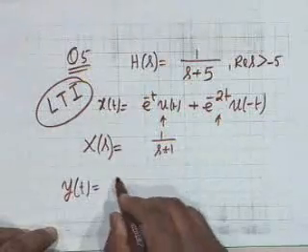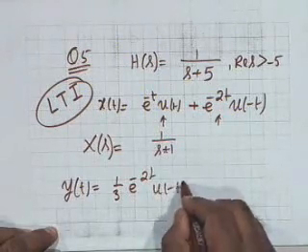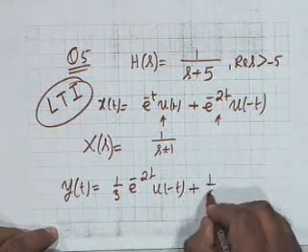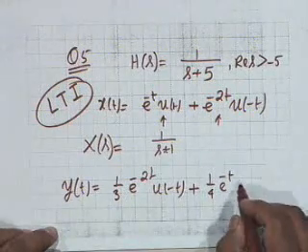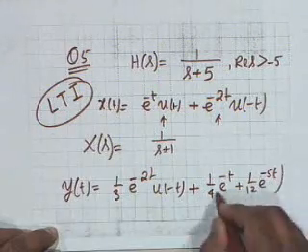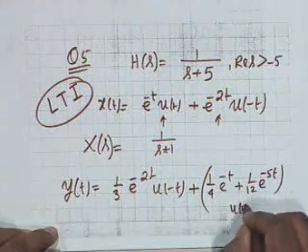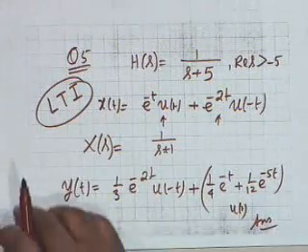I don't think I have to calculate the whole thing. The correct answer is 1/3 e to the minus 2t u of minus t plus 1/4 e to the minus t u of t plus 1/12 e to the minus 5t u of t. This is the correct answer.